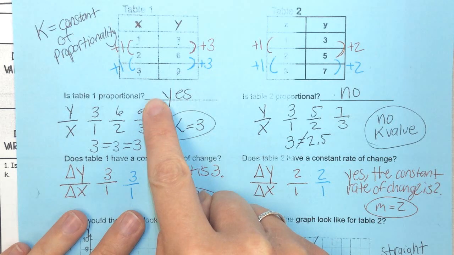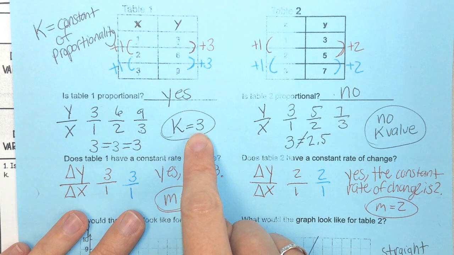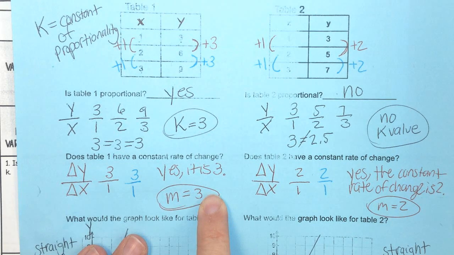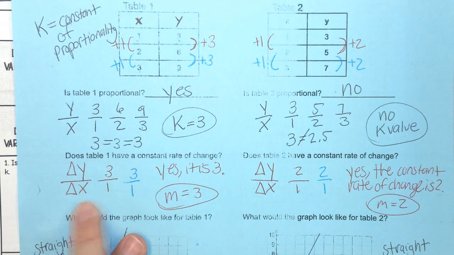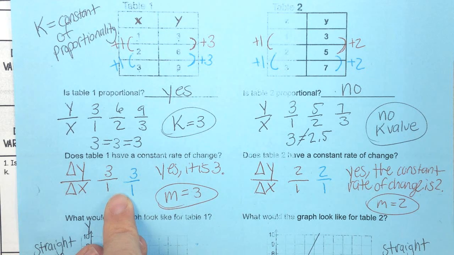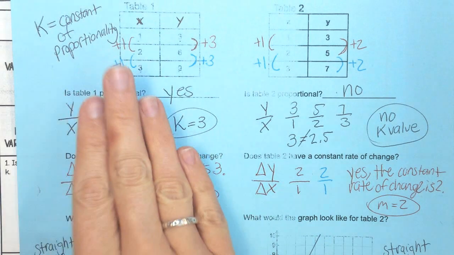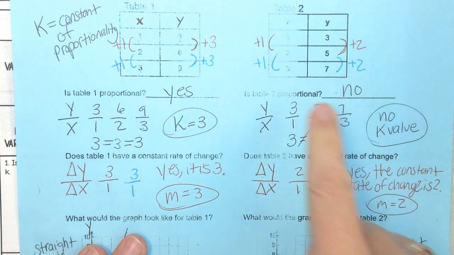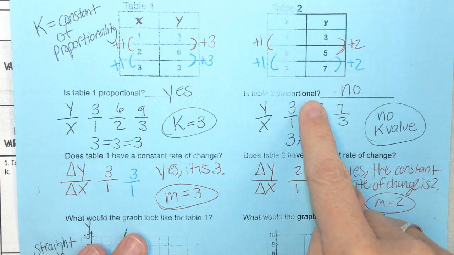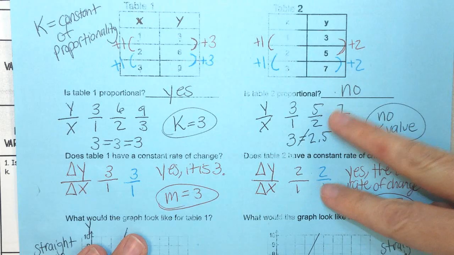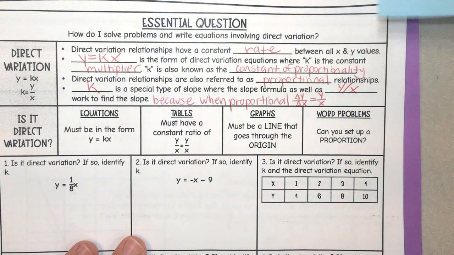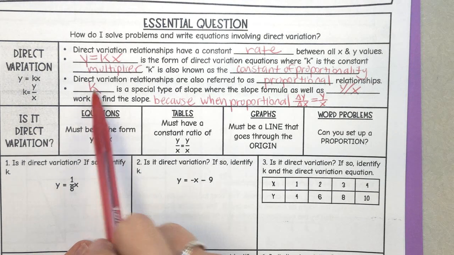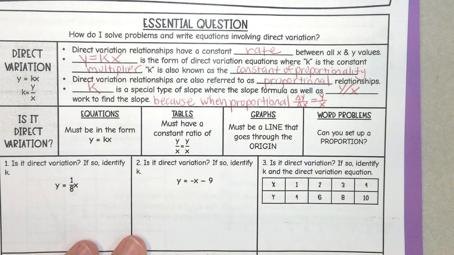If it's proportional, my k value is 3 because y over x equaled 3 the entire time. And my m value is 3. My slope is 3 because my rate of change was constantly 3. So when it is proportional, when it is a direct variation, k and m are equal to each other. When it is not proportional, when it is not a direct variation, they are not going to be equal to each other. So since today we're talking about direct variations, if there is a k value, if it is proportional, it will be the same thing as what the slope would have been.